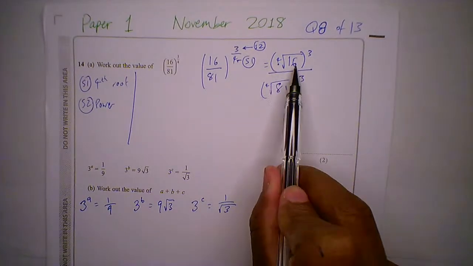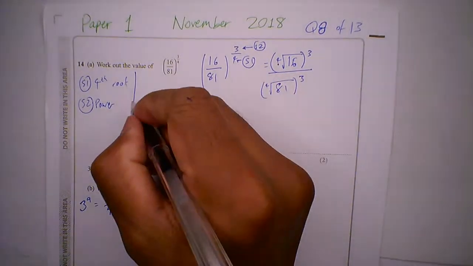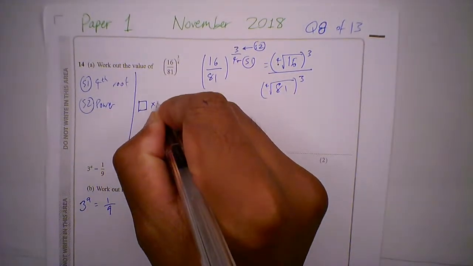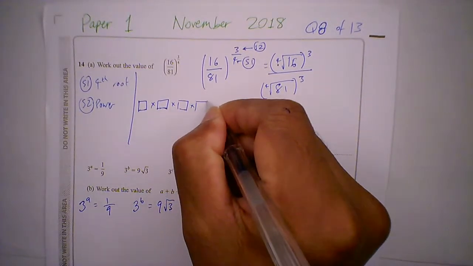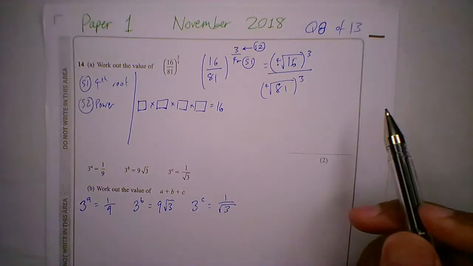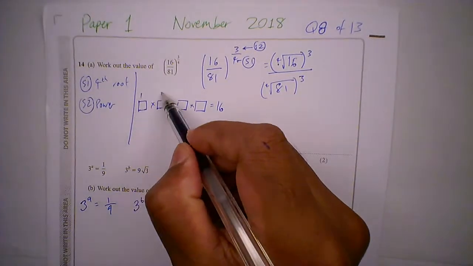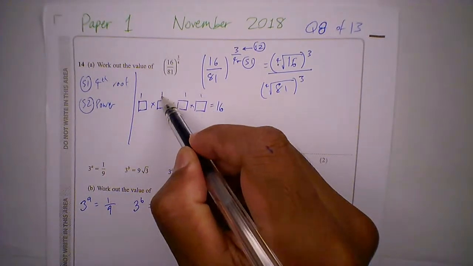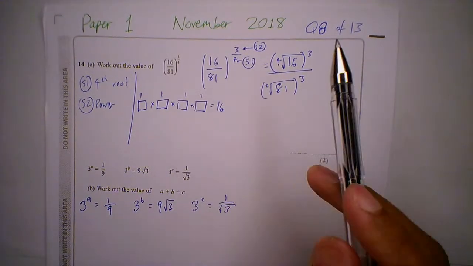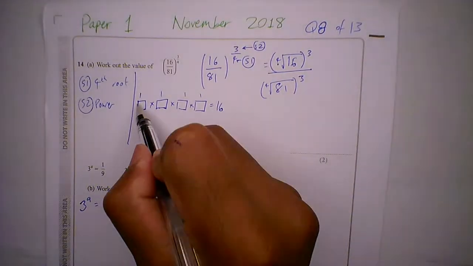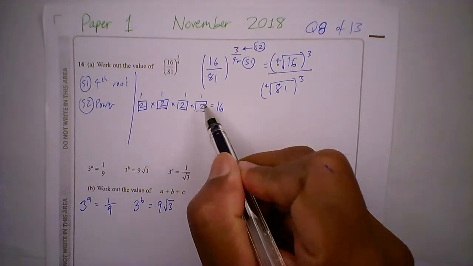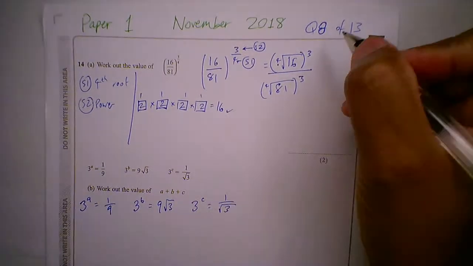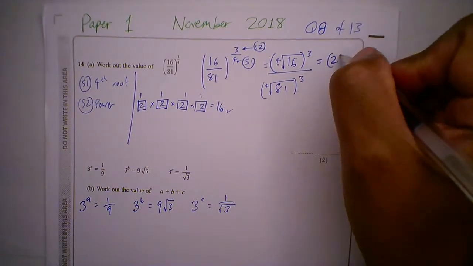Okay, so fourth root of 16. What number multiplied by itself 4 times gives me 16? I can go through them in order. 1 times 1 times 1 times 1, I can do it in my head, it doesn't work. 2 times 2 is 4, times 2 is 8, times 2 is 16. So that works. So this is 2 to the power 3.